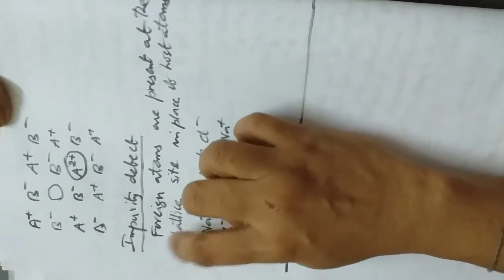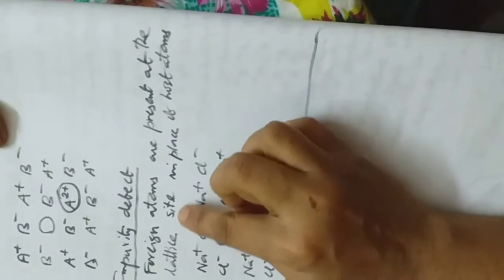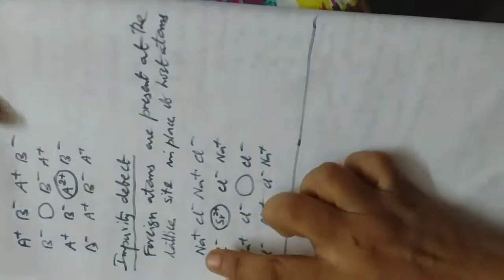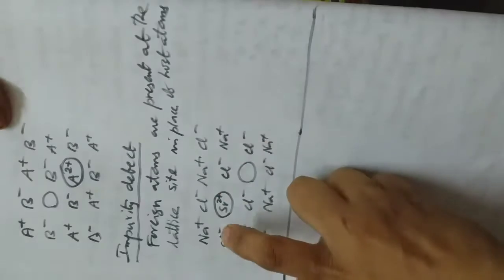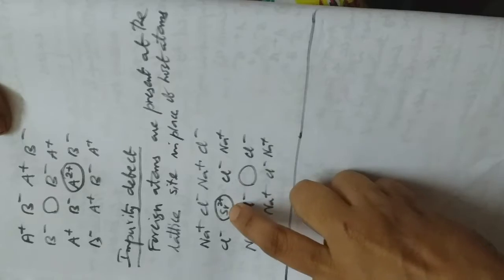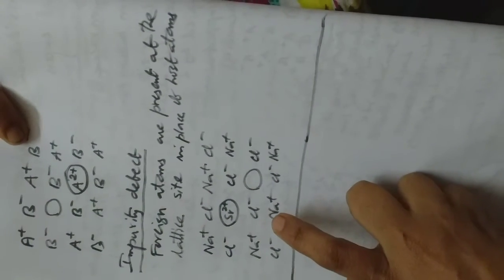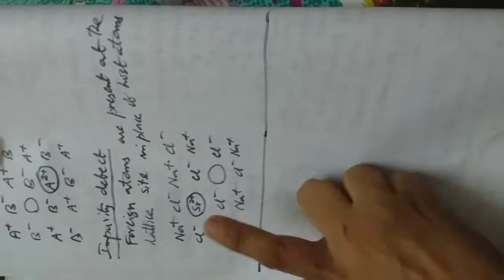The last one is impurity defect. Whenever you add impurity, you get this type of defect, that is impurity defect. It occurs when foreign atoms are present at the lattice site in place of host atoms. Example: whenever strontium chloride is mixed with sodium chloride. In sodium chloride the arrangement is already there, Na plus Cl minus, Na plus Cl minus, but a little SrCl2 is added and 2 Na plus is replaced by 1 Sr2 plus. Another example: cadmium chloride is added to NaCl. Cadmium chloride is the impurity. You can take even AgCl also. CdCl2 is added to AgCl.